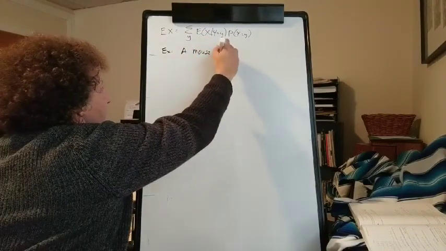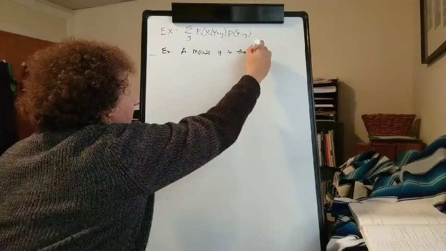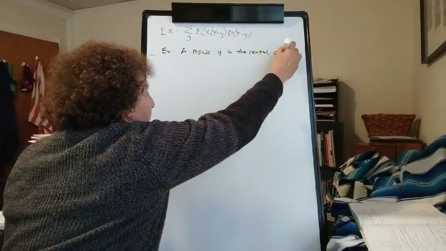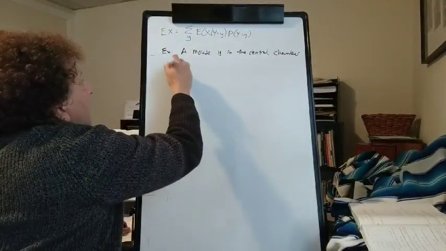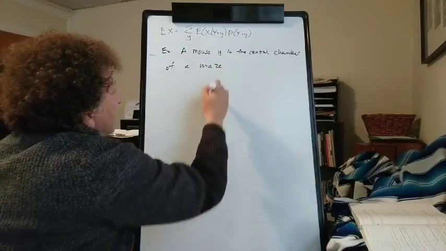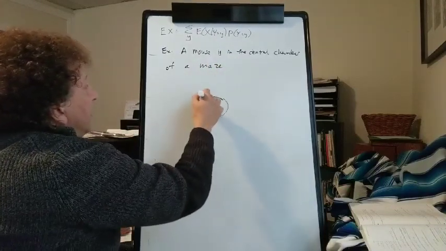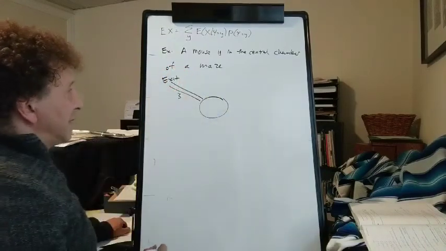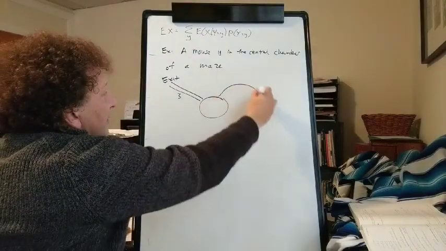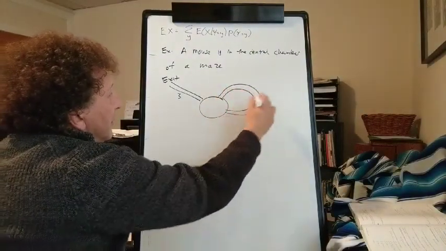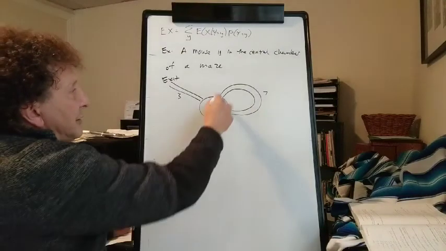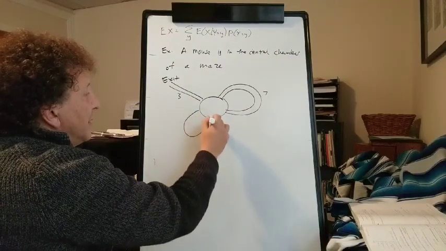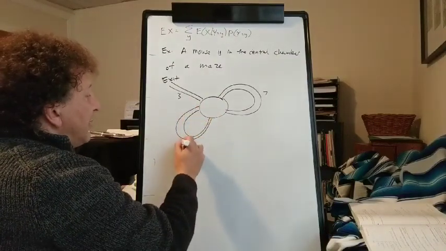So a mouse is in, let's say, the central chamber of a maze. So here's the central chamber. There's one path that leads to the exit. It takes 3 minutes to get there. And there's another tunnel that just leads back to the central chamber, and that takes 7 minutes. And then there's another tunnel that just leads back to the central chamber, and that takes 5 minutes.